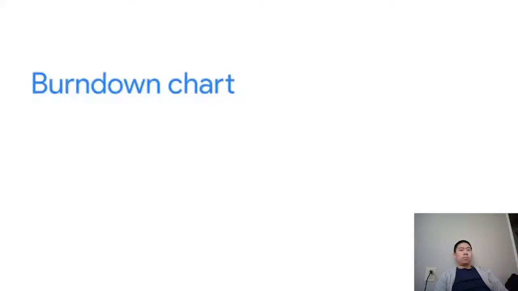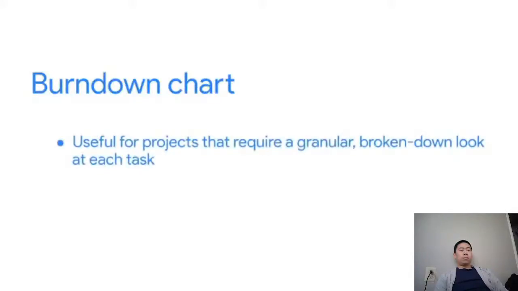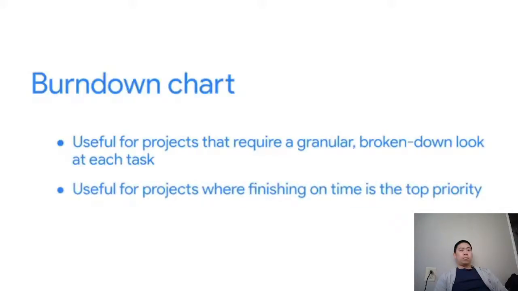Finally, there's the burn-down chart, the most granular of the 3 tracking methods. A burn-down chart measures time against the amount of work done and the amount of work remaining. Their main uses are to keep the project team on top of targeted completion dates and to keep the team aware of scope creep as it occurs. Burn-down charts are best suited for projects that require a detailed, broken-down review of each task associated with a project. And they're great for projects where finishing on time is the top priority.